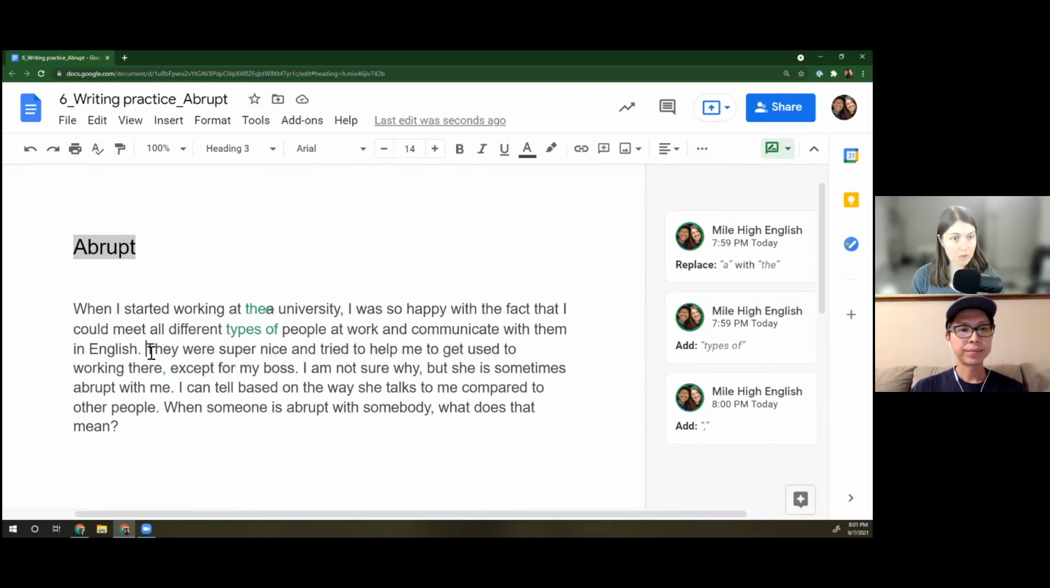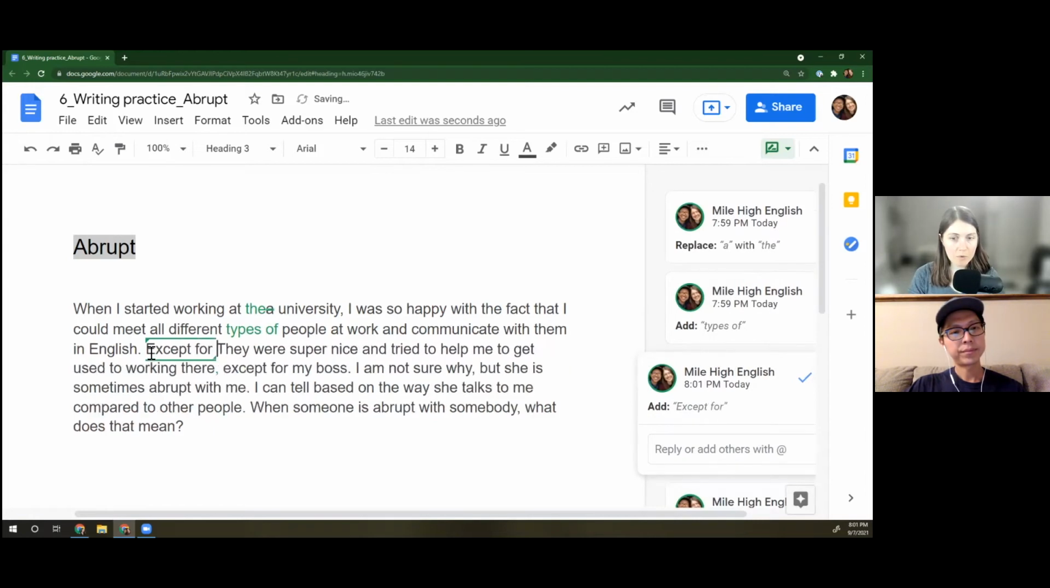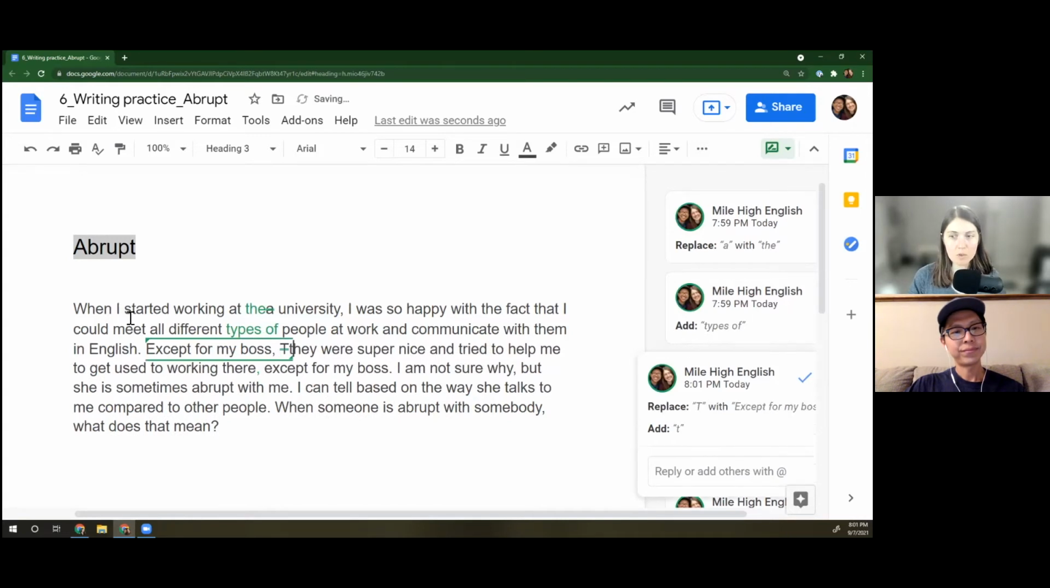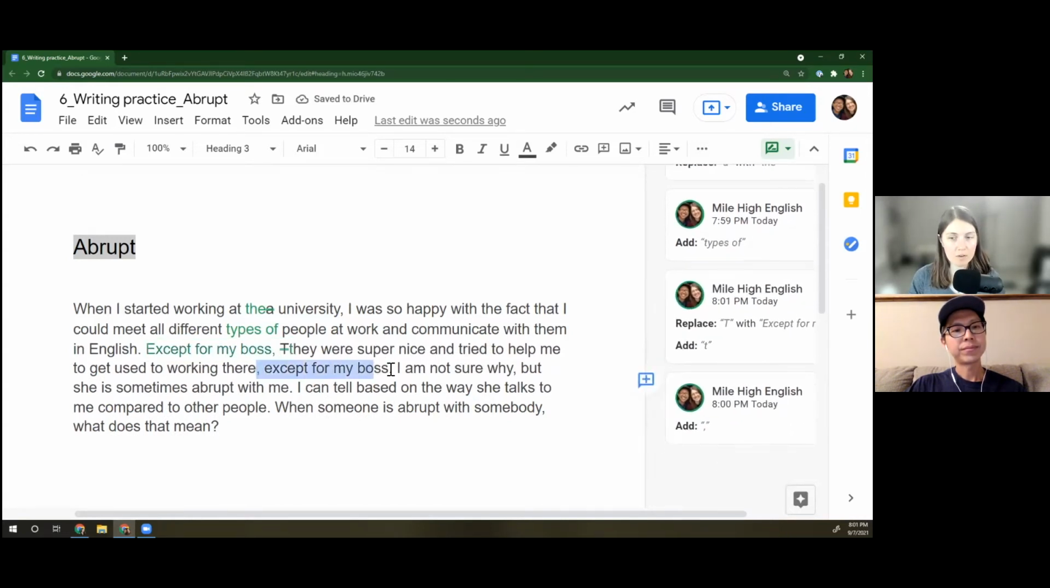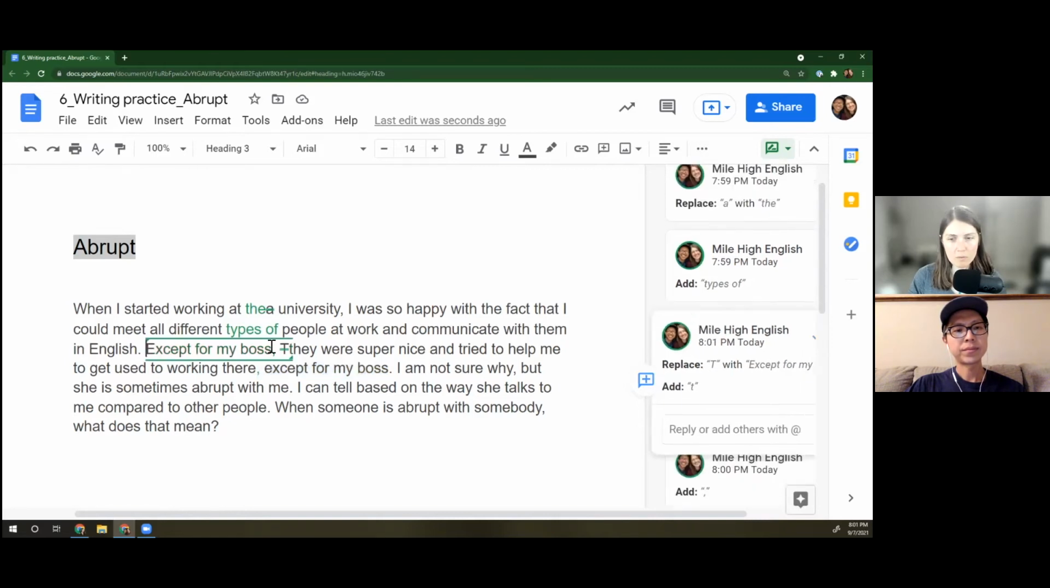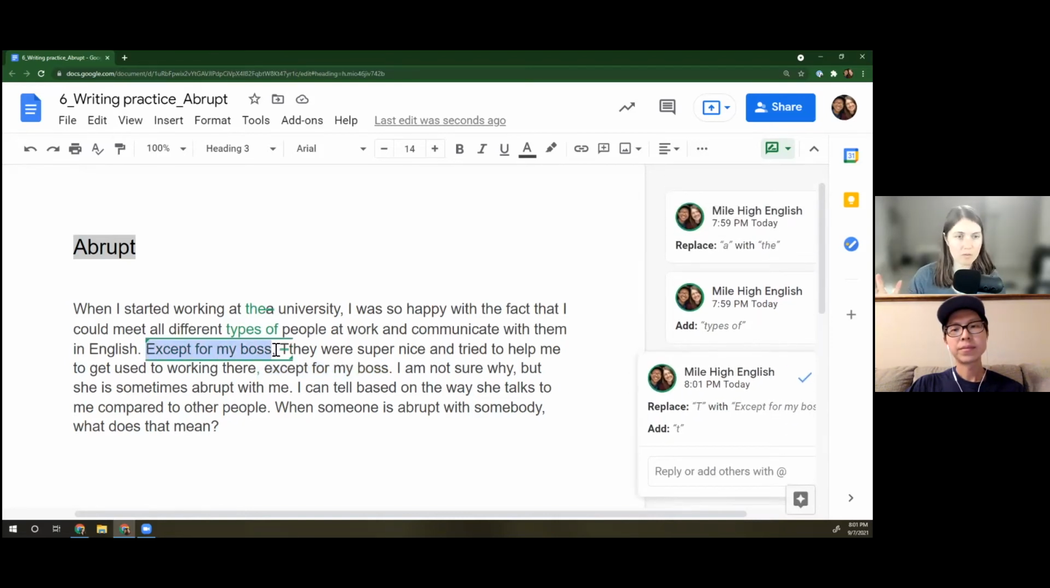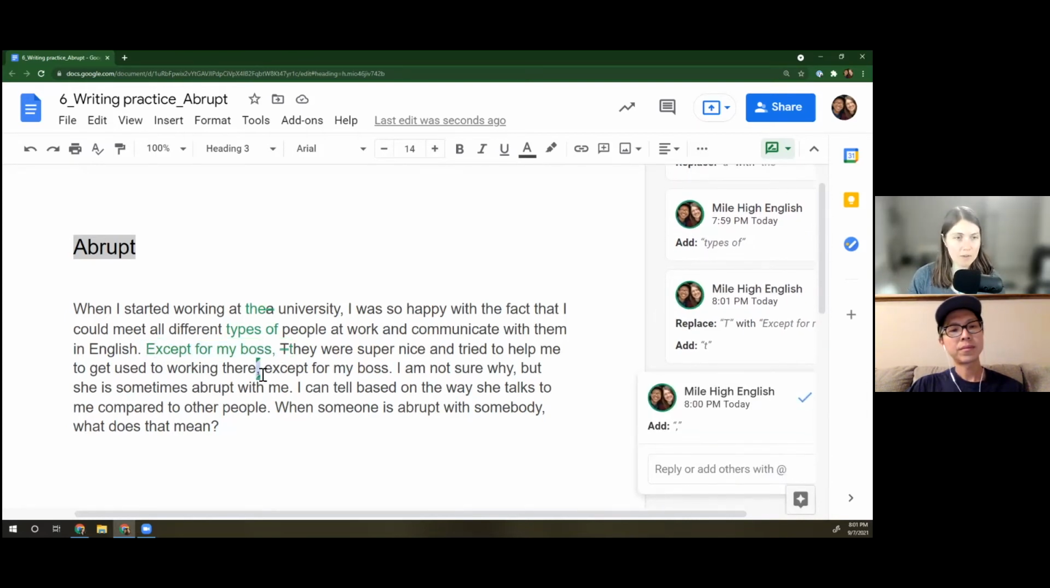Or another option would be, except for my boss, they were super nice and tried to help me. And then get rid of it here. Oh, okay. Gotcha. So that would be another way to do it. And what you did is fine. So don't worry about that too much, but except for my boss is one way to set her apart from the beginning, or this comma just helps clarify that you're talking about everybody did this except for her. Grammatically, it's not as much there for that as just to make it clear what you're saying. Okay. Cool.